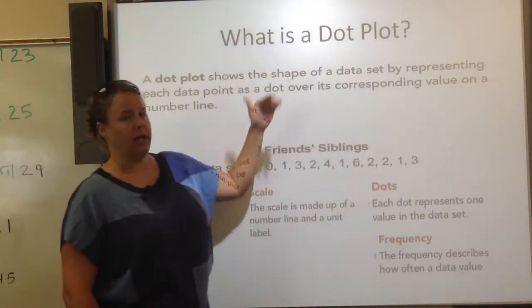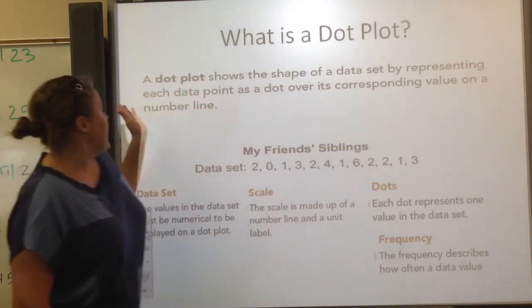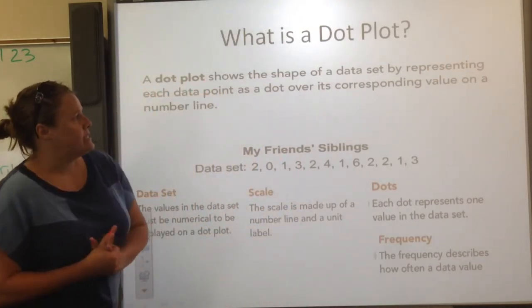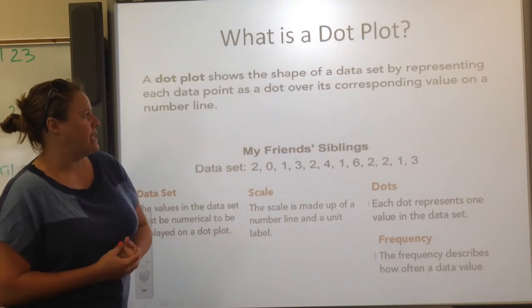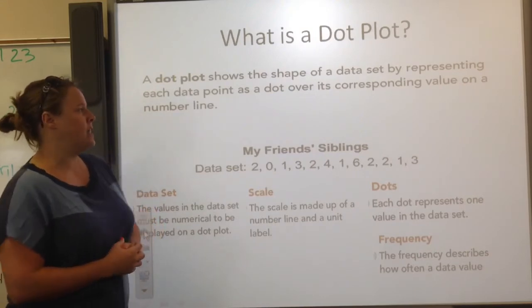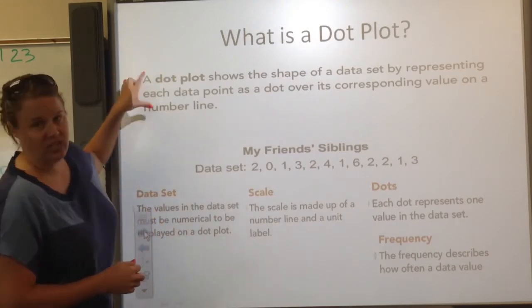So what is a dot plot? And you need to write this down. A dot plot shows the shape of a data set by representing each data point as a dot over its corresponding value on a number line. So that definition needs to be recorded.